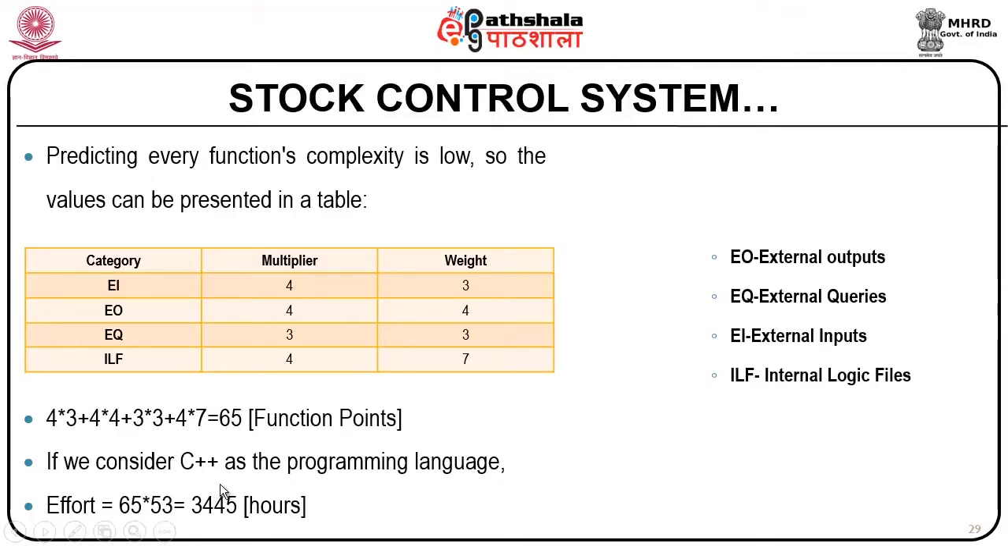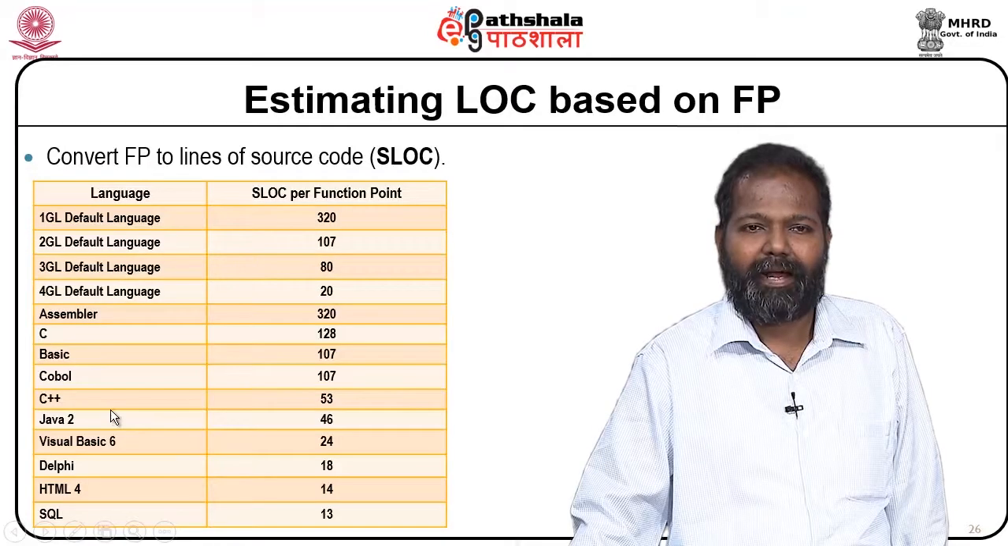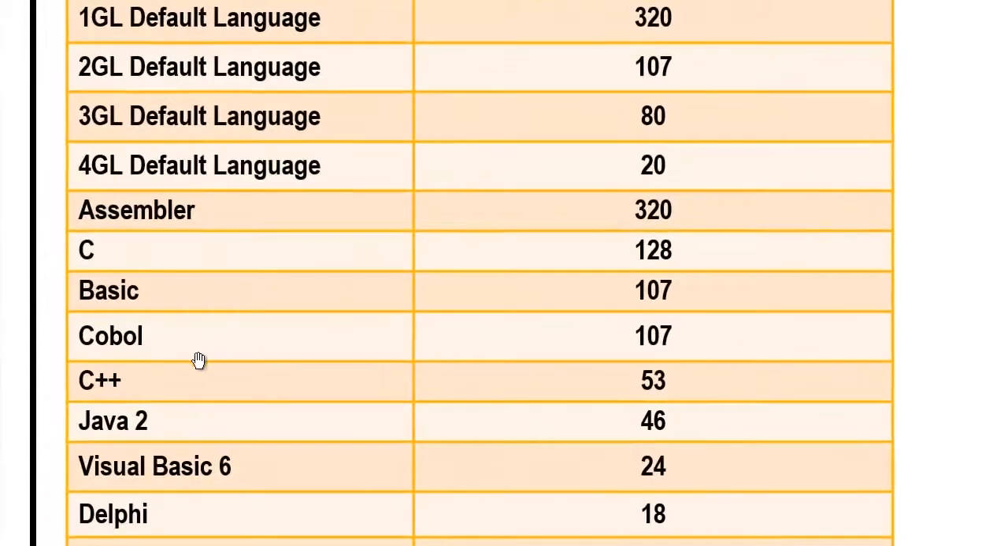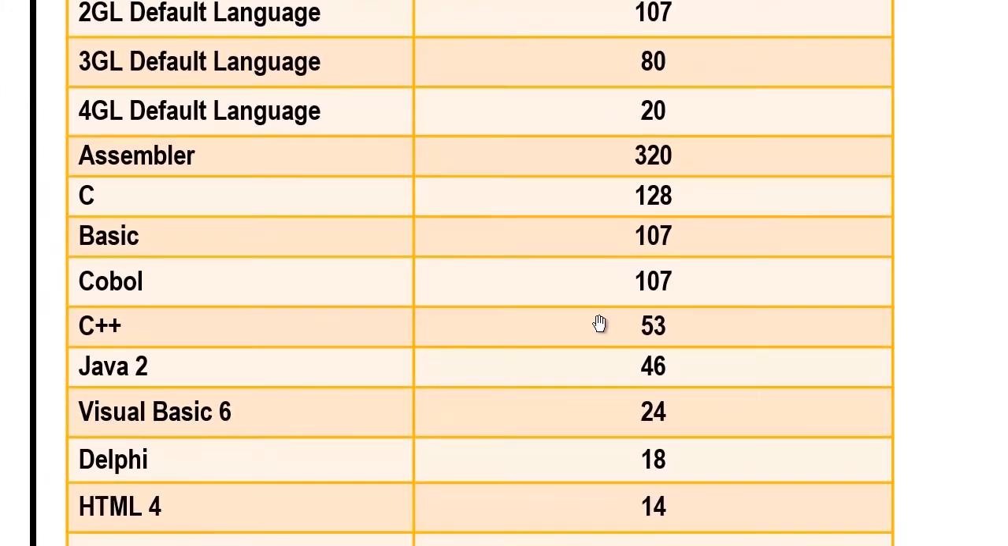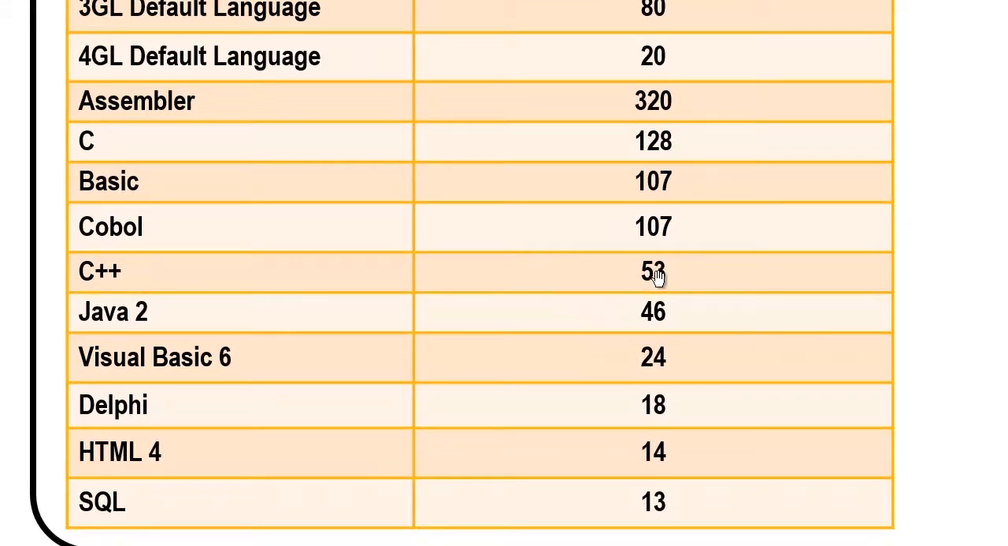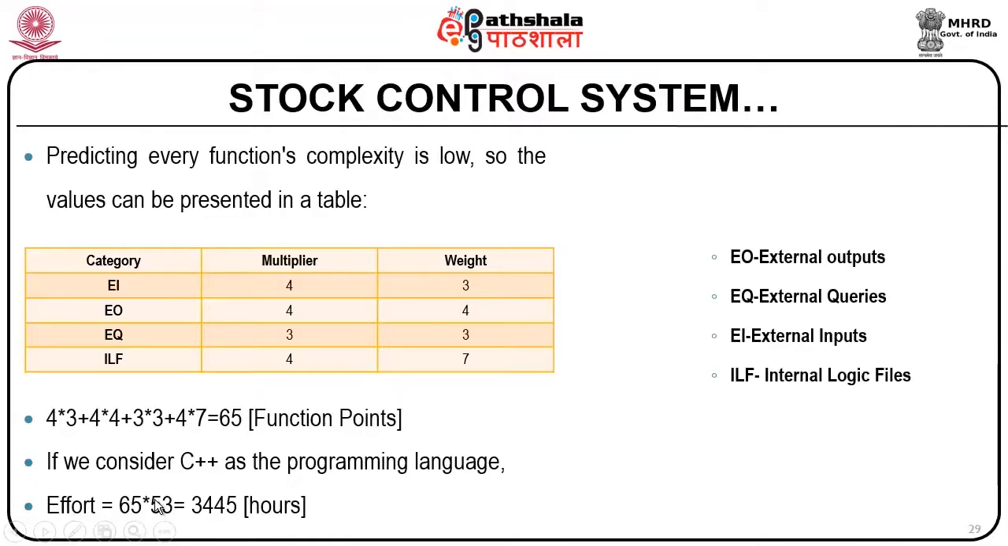If we consider C++ as the programming language, effort equals 65 into 53, 3445 hours. Now, we are arriving at the value 53 by referring to this table, where for C++ you can see that the value corresponding to the function point is 53. 65 into 53, 3445 hours.